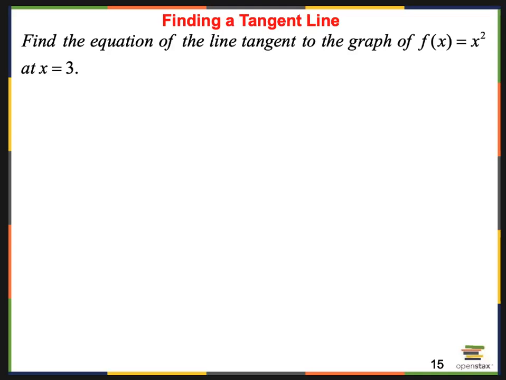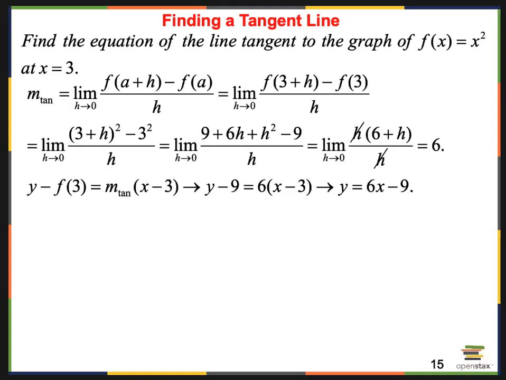So let's look at an example. Find the equation of the tangent line to the graph of f of x equals x squared at x equals 3. So we're going to take our difference quotient and we're going to take the limit as h approaches 0. So first of all, I need to figure out what is f of a plus h and what is f of a. So here's our function.